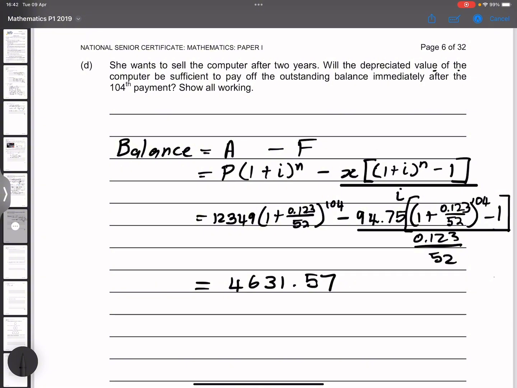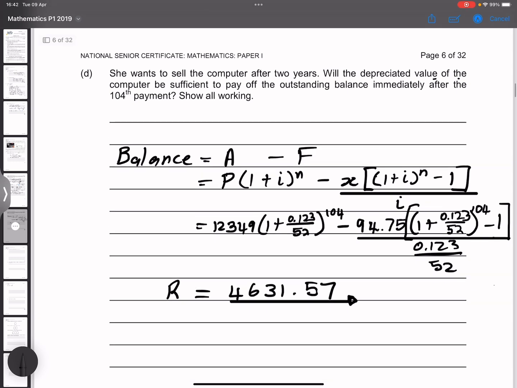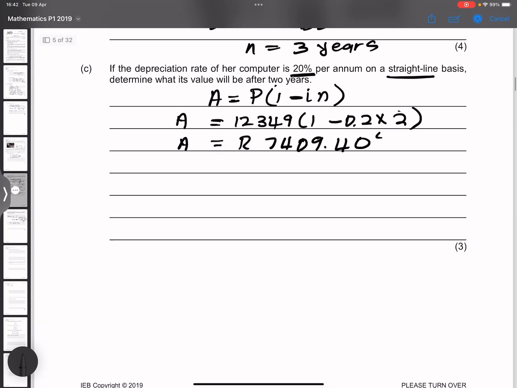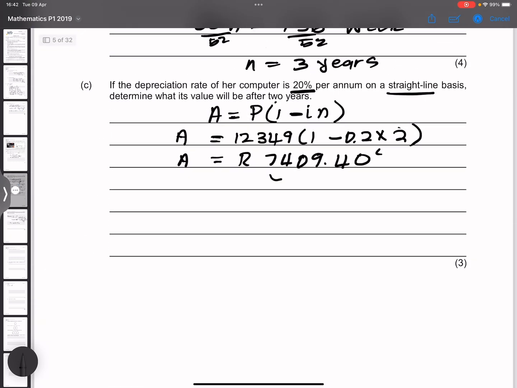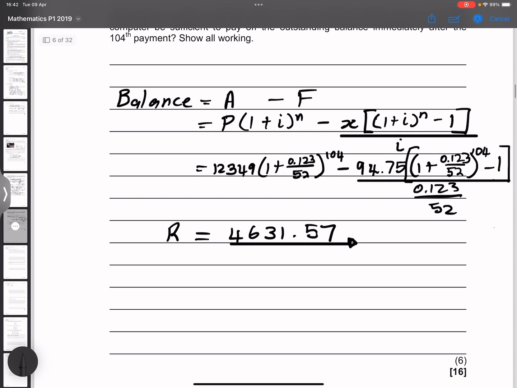All right, if he pays this amount on a monthly basis, this will be the amount that he will be owing. But now think about it. We said that in this case, the value of the computer, if he sells it, definitely he should actually be able to cover this amount.